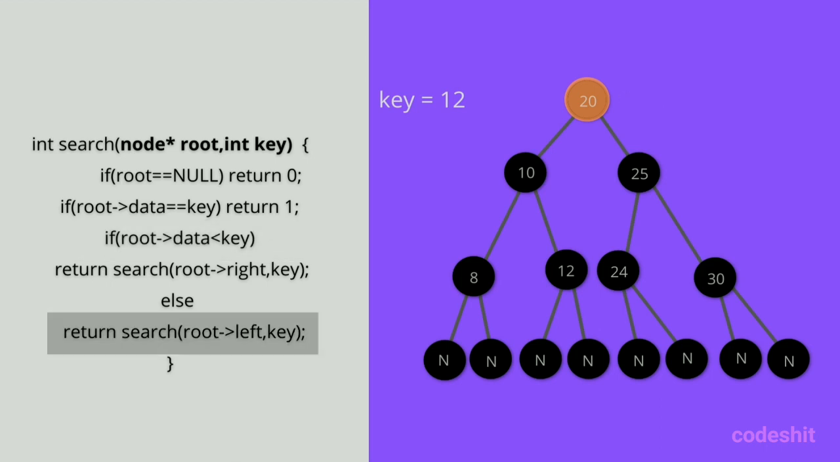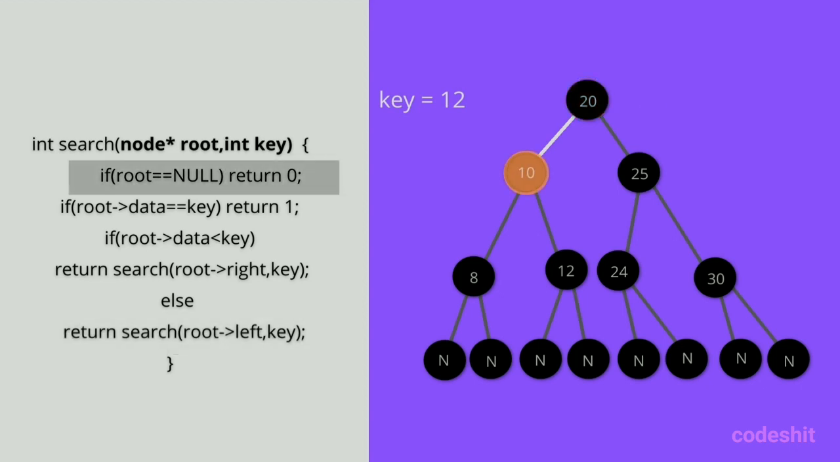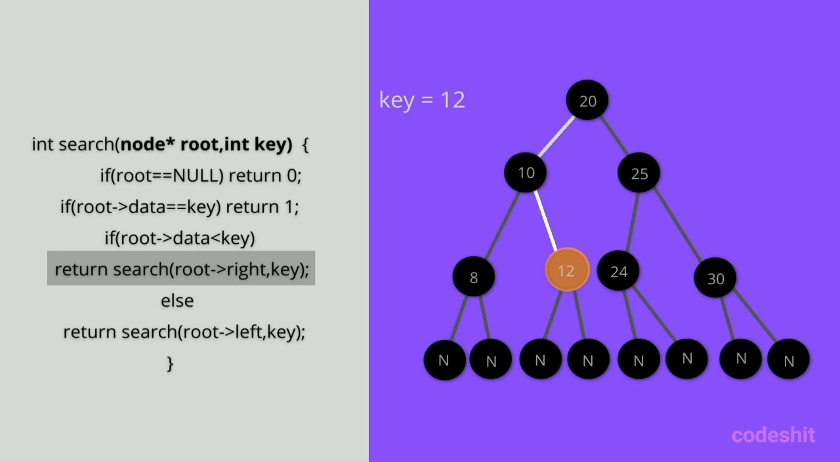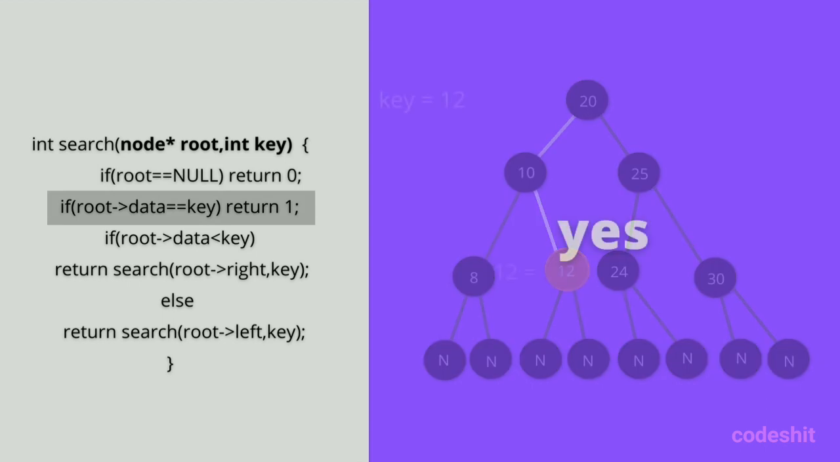So search in the left part of the tree and check, is root's left address equal to null? No, it is not equal to null. Then check, is the data value equal to key? No. Then check, is the data value less than key? Yes, it is less than key. Then go to the right side and again check, is the address equal to null? No, it is not equal to null. Then check, is the data value equal to key? Yes, it is equal to key. So I found what I was looking for.